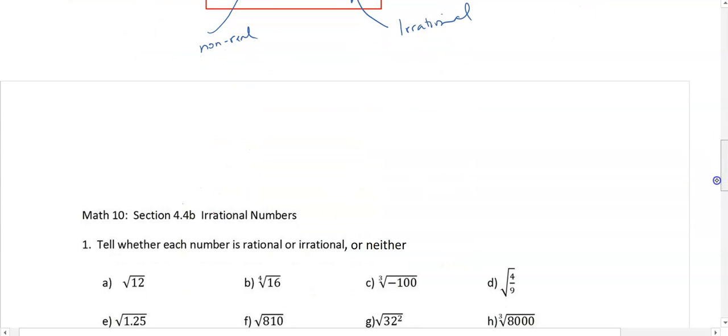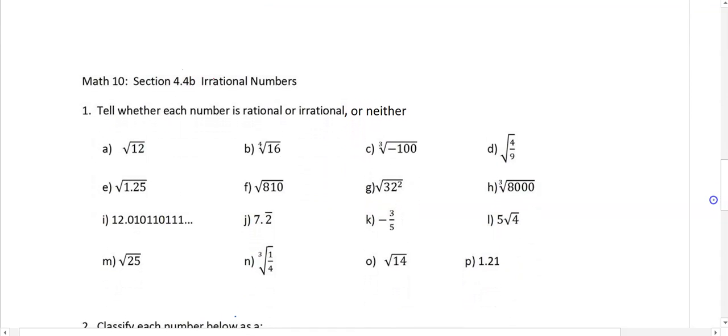There we go. So, your assignment for today is going to ask you to tell me if it's rational, irrational, or neither. Okay? So if it's not a perfect square or not a perfect cube, it is going to be irrational. If it has a pattern that does not repeat, it is irrational. Okay? If it terminates, it's rational.